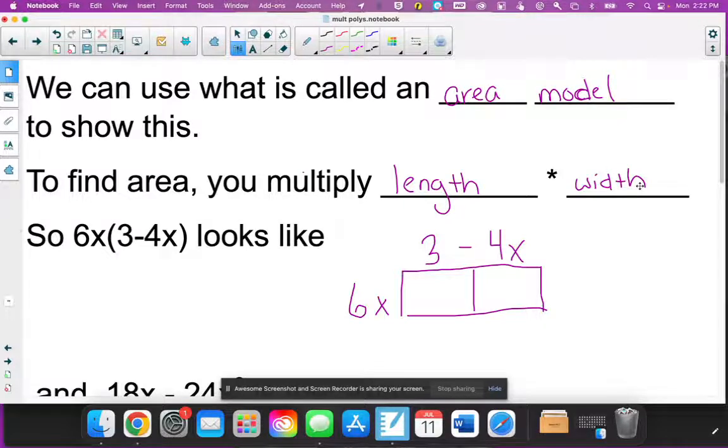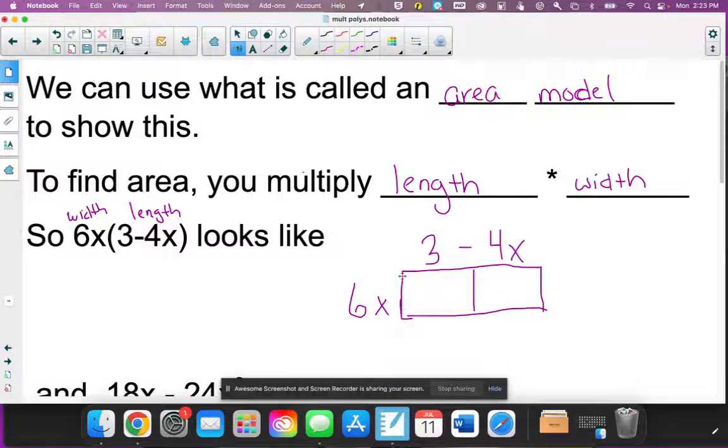All right, so when you set it up as what we call an area model, you would write 6x times 3 minus 4x. Okay, so this would be your width, and this would be your length. And you can actually flip it around the other way. It doesn't really matter as long as you're multiplying length times width or width times length. Okay, so this is what it would be looking like.